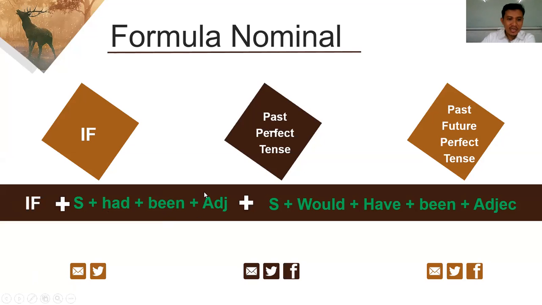So the sentence is: if I had been diligent, I would have been rich. For example, I would have been rich because I was lazy. I was lazy when I was young.